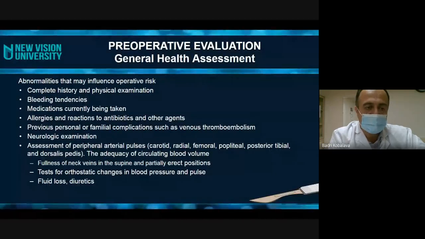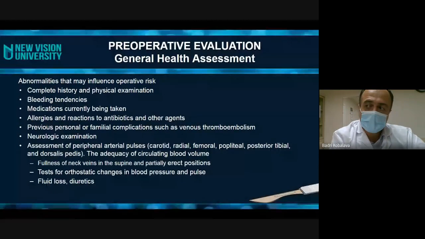So why are such questions necessary? Some hematologic disorders cannot be revealed by an ordinary coagulation panel and can need special kinds of tests. That's why we must ask about this to the patient.